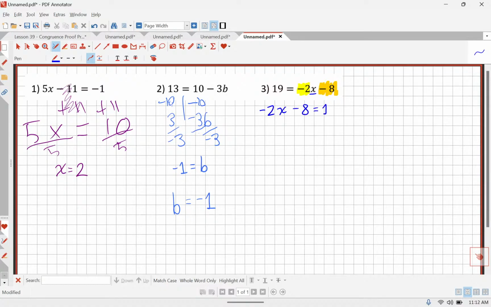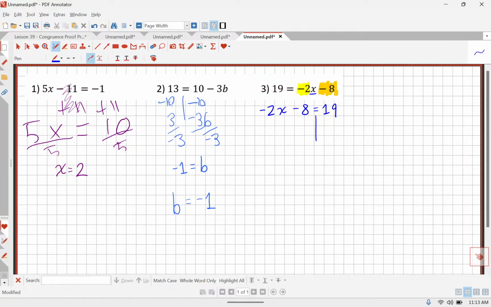-2x minus 8 equals 19. You do not change the problem by doing that, okay? So, Elin, what do I have to get rid of first? The 8 or the 2? Thank you, Julie. The 8 is correct, but here's why, Elin.